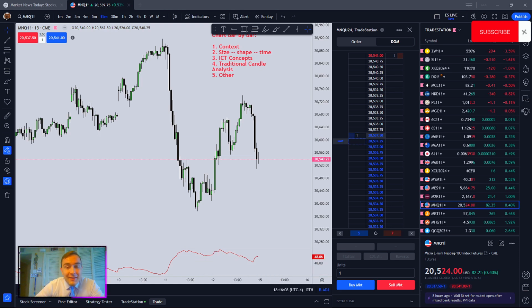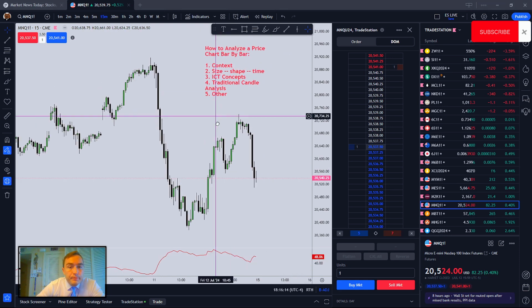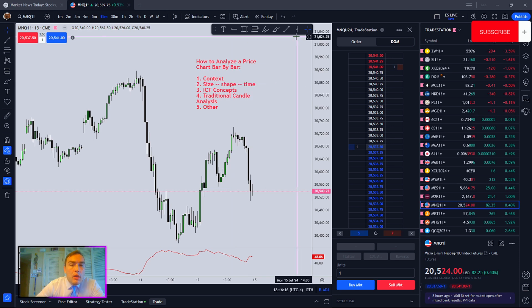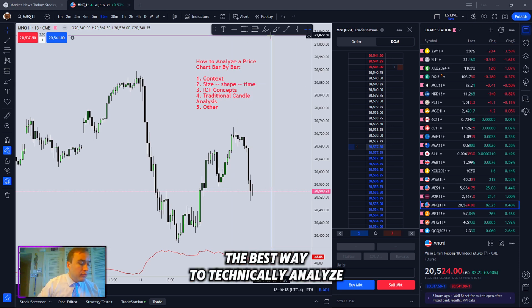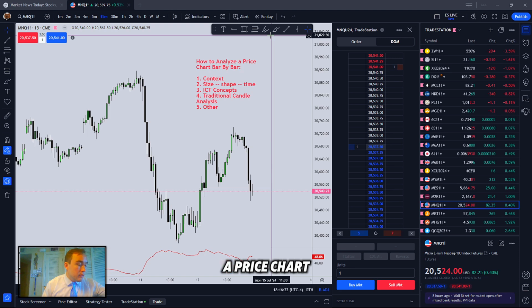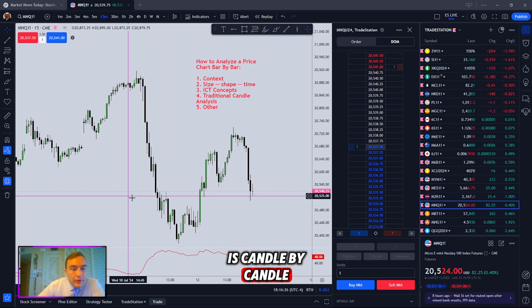With that being said, let's go through how you can analyze a price chart bar by bar. Okay, guys. So in my opinion, the best way to technically analyze a price chart is candle by candle.